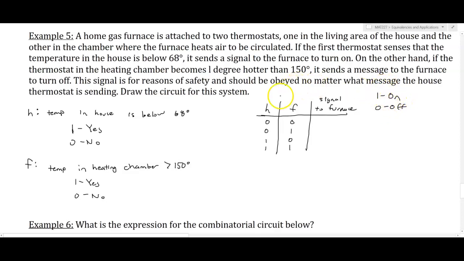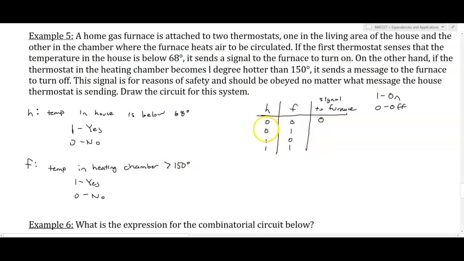So, okay, here we're saying that no, the temperature in the house is not below 68, and no, the temperature in the heating chamber is not above 150 degrees. Therefore, we have no reason to do anything. We don't want to take any action. We don't want to send any signal to the furnace because it's comfortable in the house and there's nothing going wrong with the heating chamber. So just keep it off.